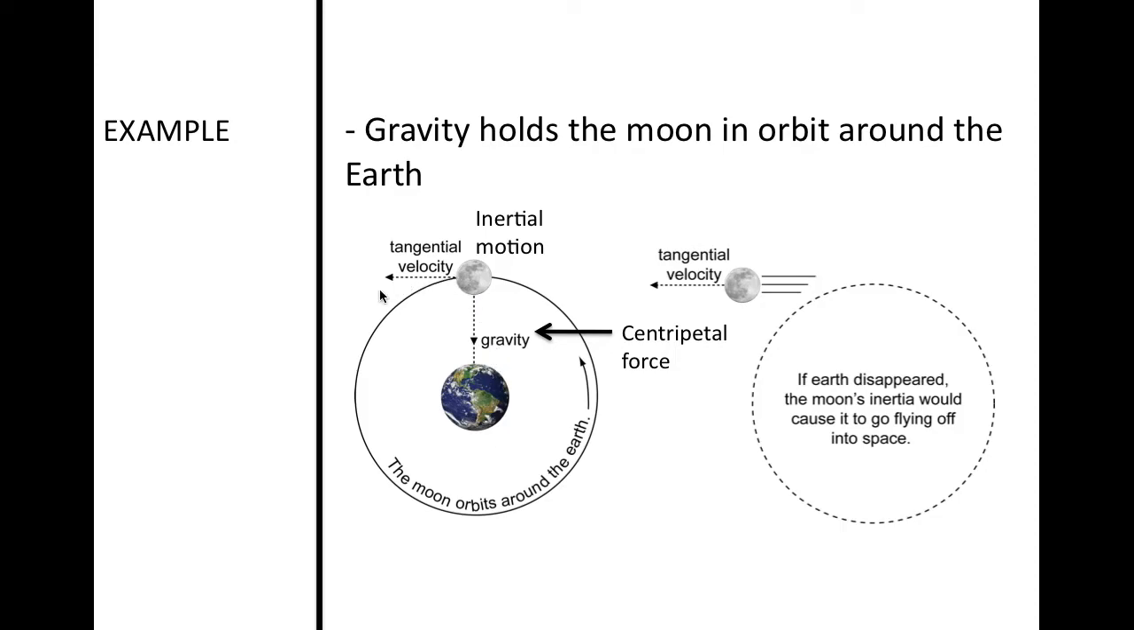So therefore, it's in an orbit, okay? And we call this gravity. This is causing the centripetal force. If the Earth were to disappear, it would just go whoosh, and it would just fly off into space in whatever direction it thinks it's going.